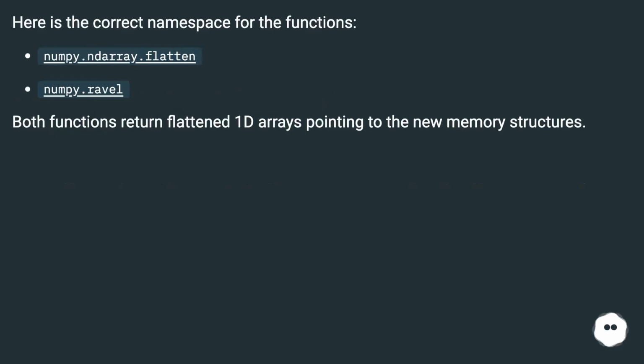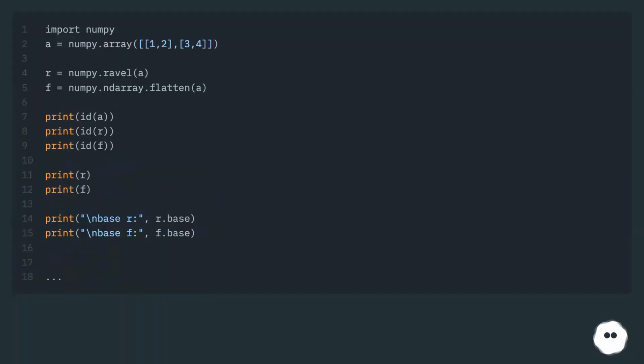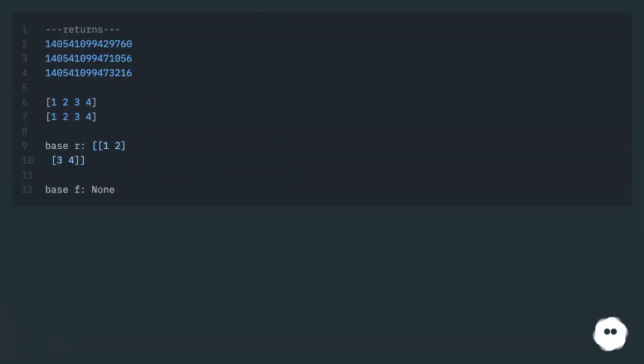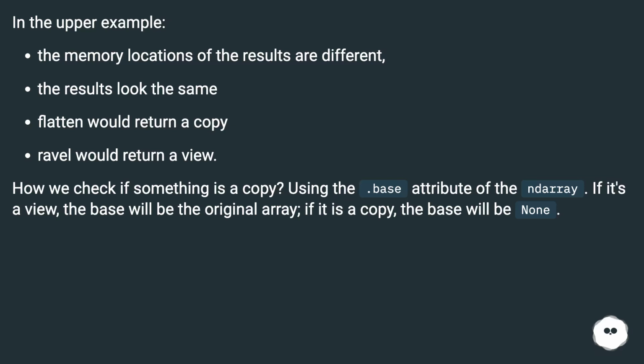Here is the correct namespace for the functions: numpy.ndarray.flatten, numpy.ravel. Both functions return flattened 1D arrays pointing to new memory structures. In the upper example, the memory locations of the results are different. The results look the same. Flatten would return a copy. Ravel would return a view.